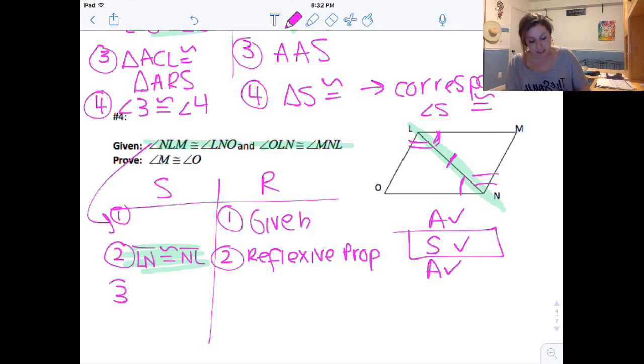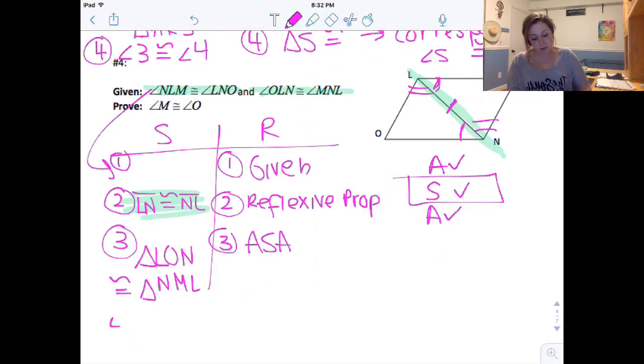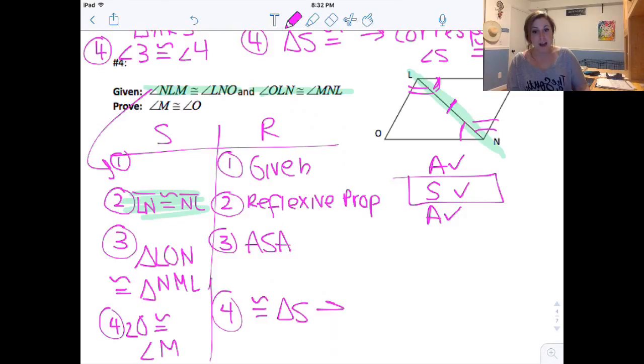That allows me to say the triangles are congruent. So triangle LON is congruent to triangle NML by angle, side, angle. So my last step then would be to say angle O is congruent to angle M because I know that I have congruent triangles, and so that implies that the corresponding angles would be congruent.